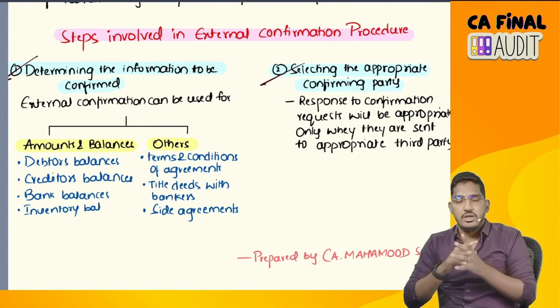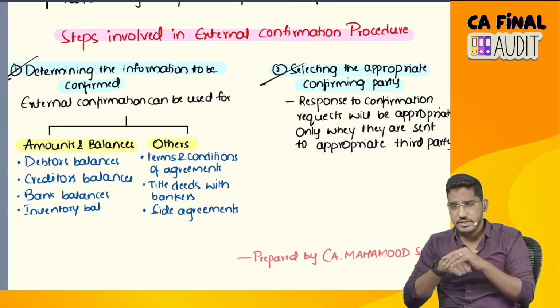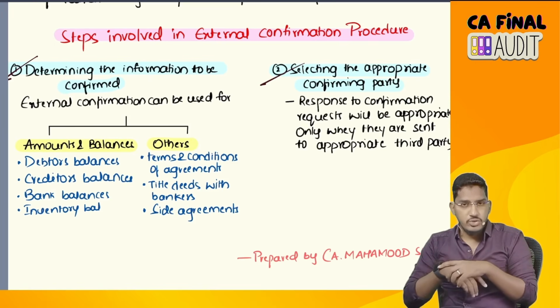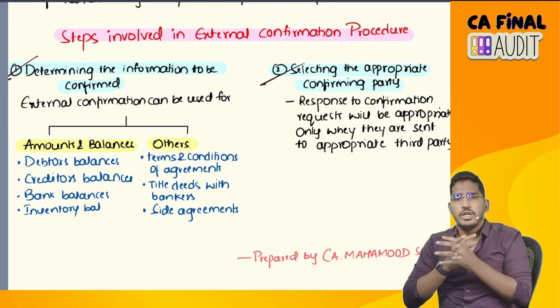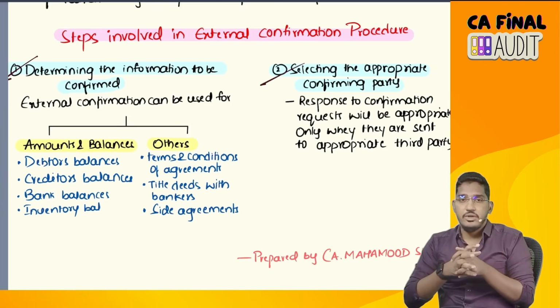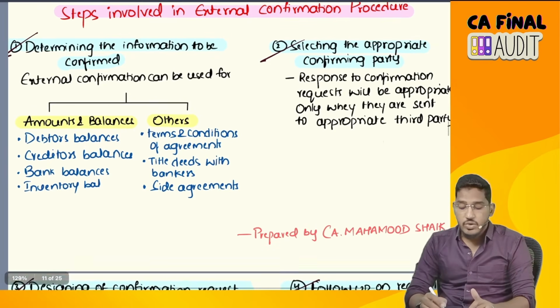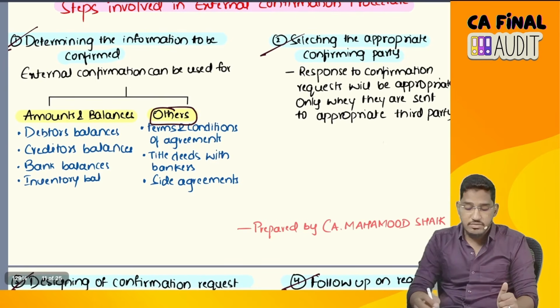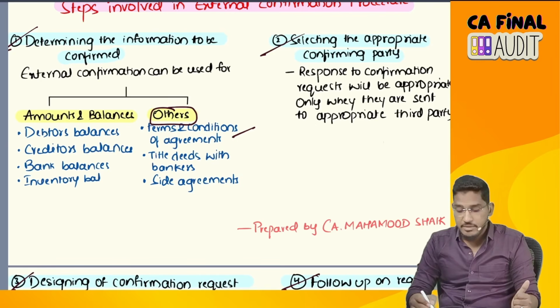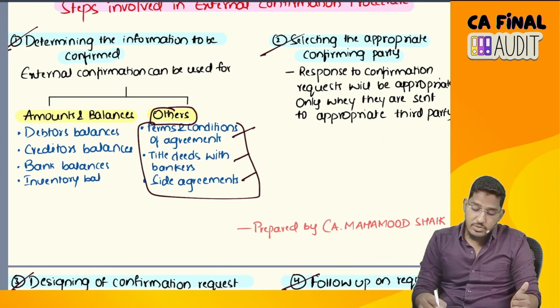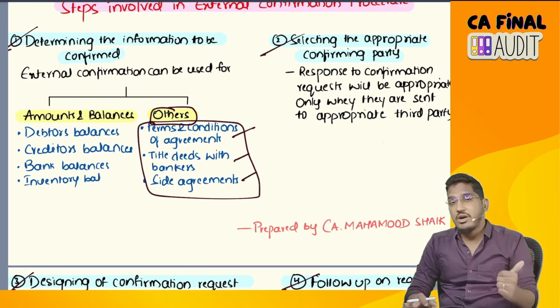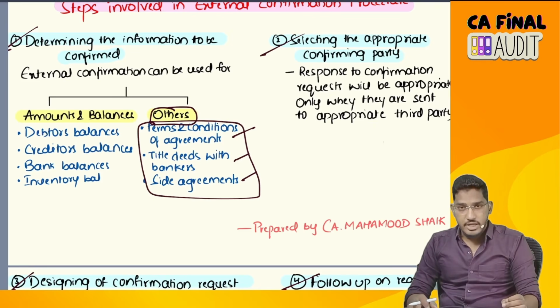So as we all are aware, generally we use external confirmation to confirm the balances, to confirm the amounts and figures, to get the quantitative details. But do you think the usage of external confirmation is restricted only to this confirmation of balances? Definitely not. We can also use external confirmation for qualitative aspects, for other than accounts and balances also, like to confirm the terms and conditions of the agreement, to confirm whether the title deeds are really there with the banker, to confirm whether there are any side agreements with the customers. Even for these qualitative aspects also, you can start making use of external confirmation. You need not restrict the use of external confirmation only to quantitative aspects. You can also use it for other than quantitative aspects.